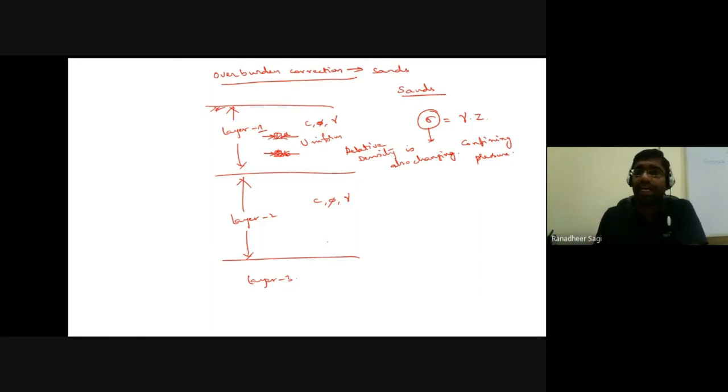And the second correction I was trying to talk about: the first correction is the overburden correction, and the second correction is the dilatancy correction.